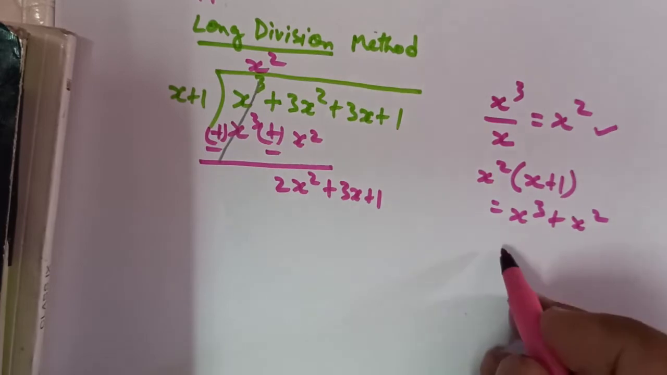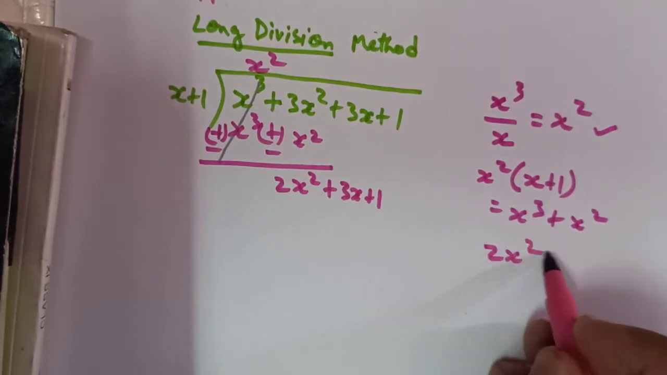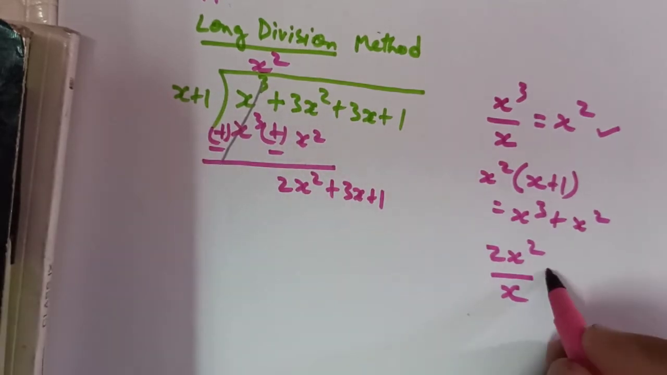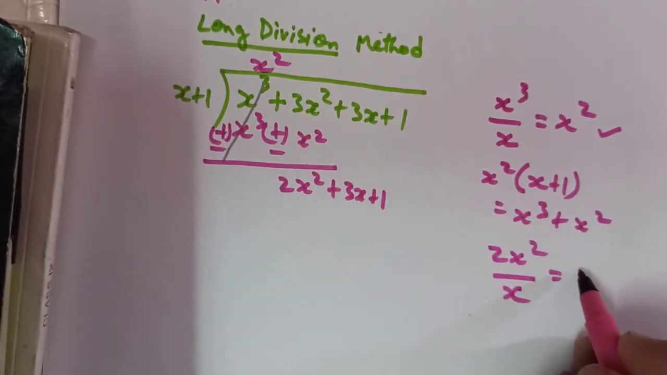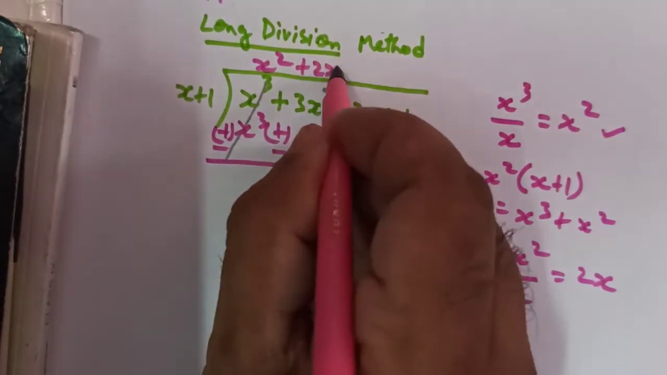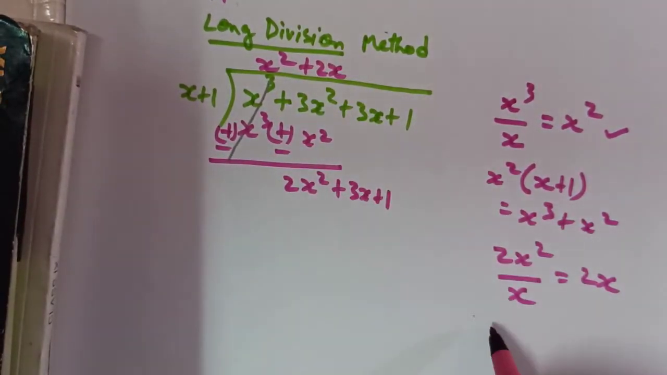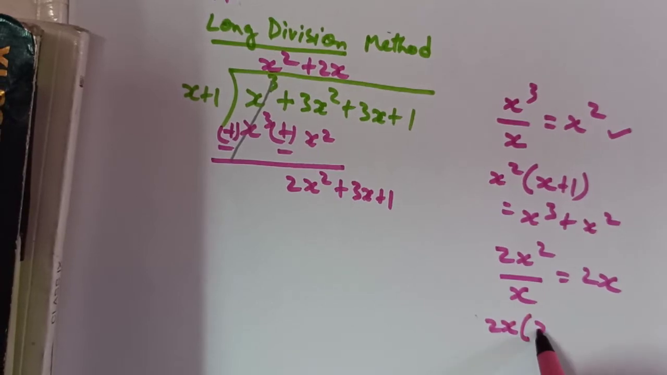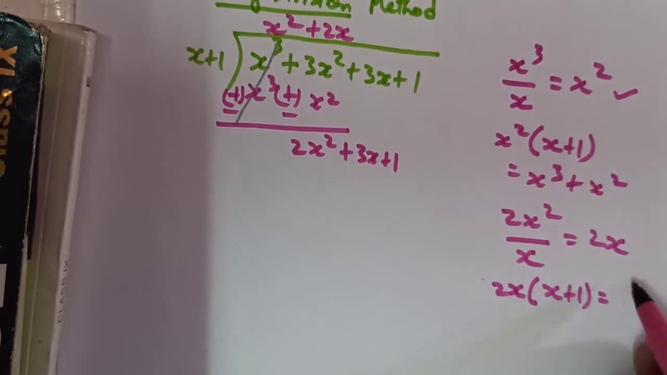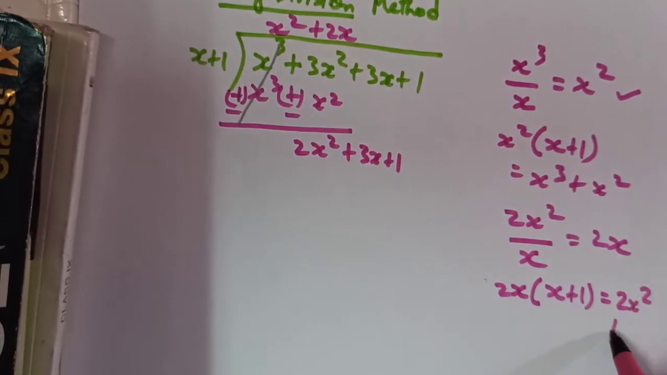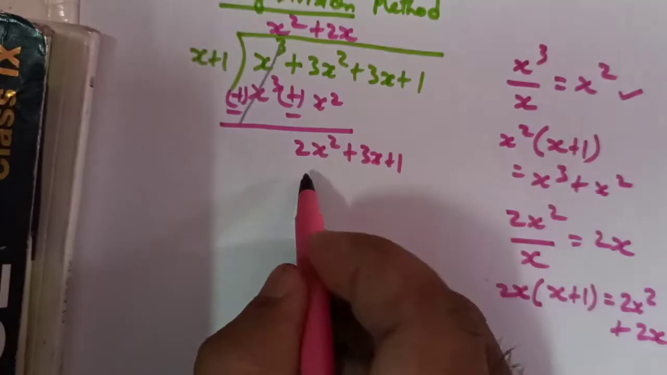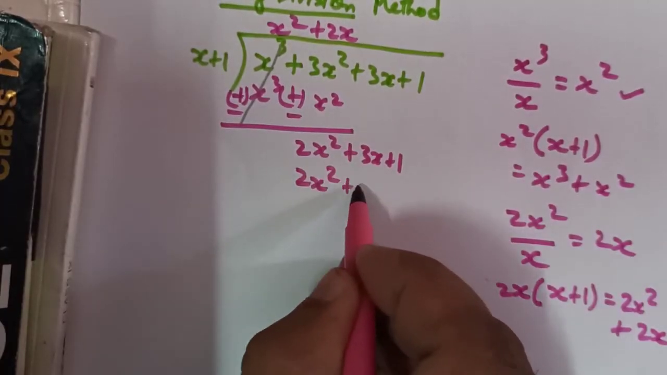Now the first term is 2x square, divided by the first term of the divisor, x. Now we will get 2x. So this plus 2x will be the second term of the quotient polynomial. This 2x when multiplied by x plus 1, we get 2x times x is 2x square, plus 2x times 1 is 2x. So this will be 2x square plus 2x.